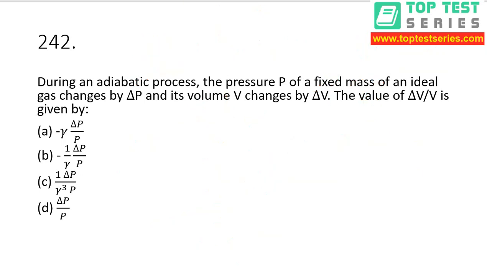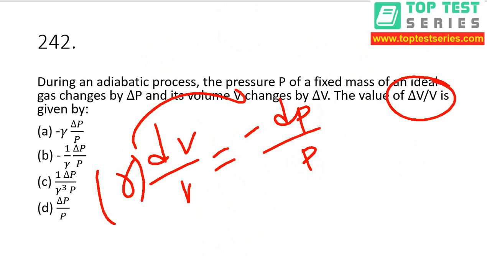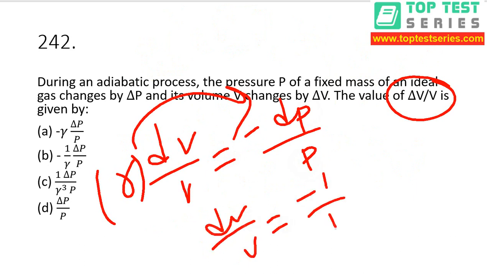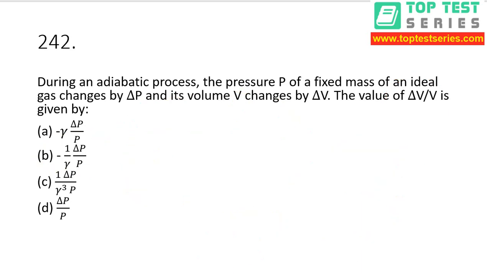Now let's further simplify. Gamma dV by V is equal to minus dP by P. What do we have to find out? dV by V. Therefore we have to send this gamma to this side. So dV by V is equal to minus 1 by gamma dP by P. So the answer for this question will be what, my dear? Option B is the correct answer for this question.